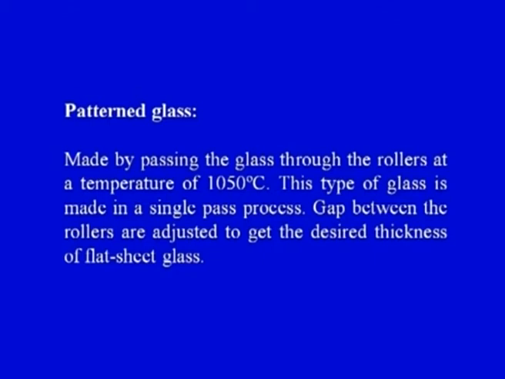Suppose we want to make a patterned glass. This is made by passing the glass through the rollers at a temperature of 1050 degrees centigrade. This type of glass is made in a single pass process. Gap between the rollers is adjusted to get the desired thickness of the flat sheet glass. So we have already seen that patterned glass can also be made by the help of the rollers, and whatever pattern we want to make, that can be made in a single pass process.